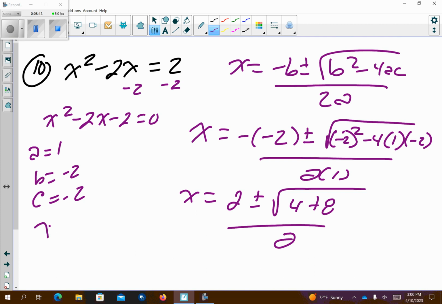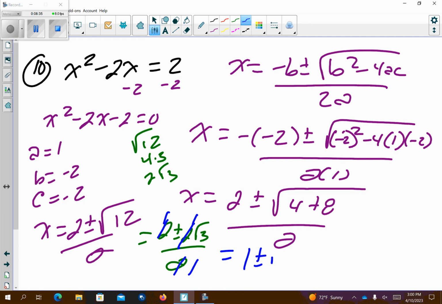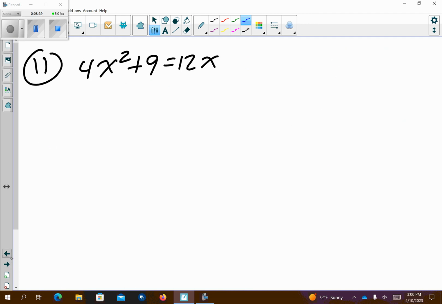So that's going to give me x equals 2 plus or minus the square root of 12 over 2. We can break root 12 down to 4 times 3. So that's going to give me 2 root 3. So I'm going to replace root 12 with 2 root 3 over 2. And then I can go ahead and cancel the 2s. So my answer is 1 plus or minus root 3. That's what x equals.